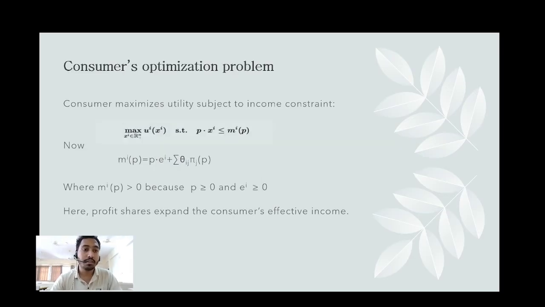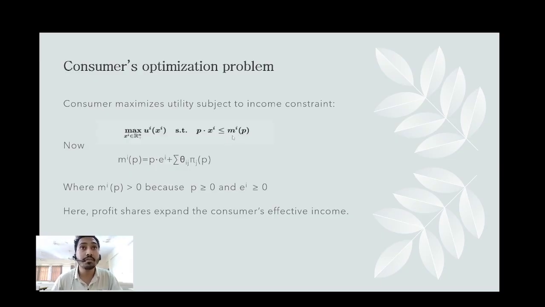So whenever I'm going to talk about the consumer's optimization problem, here there is a utility function, or utility maximization of the consumer. We notice here that there is an equation in this slide: maximization of the utility of the consumer subject to the budget constraint, where the consumption bundle is less than or equal to the income of the consumer. You can notice here m_i(p). Here m is denoted as the income of a consumer.